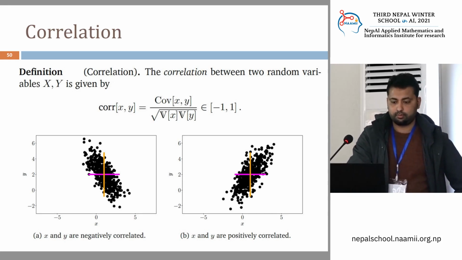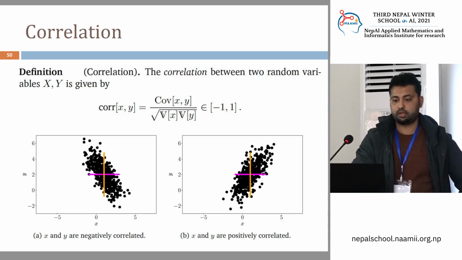Okay, so covariance is a generalization of variance to a multivariate case.